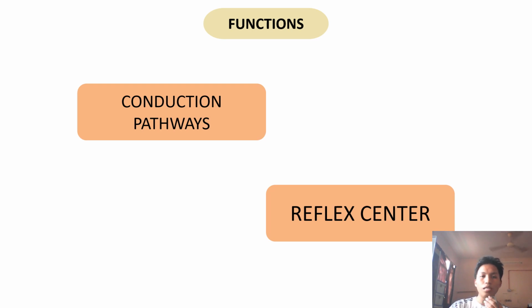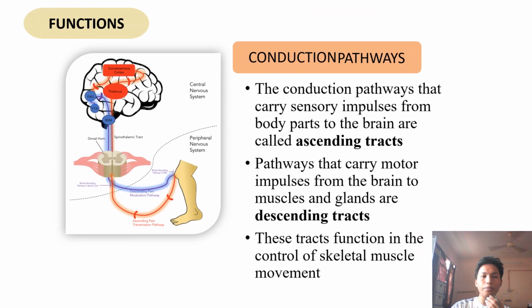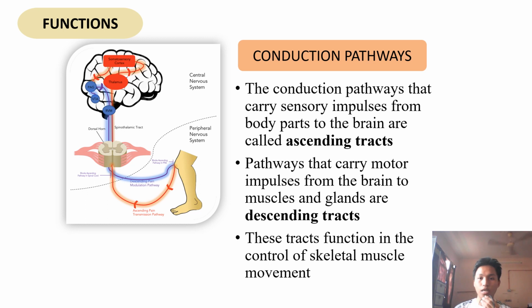So how does the spinal cord function as a conduction pathway? The conduction pathways that carry sensory impulses from body parts to the brain are called ascending tracts. Pathways that carry motor impulses from the brain to muscles and glands are descending tracts. These tracts function in the control of skeletal muscle movement.